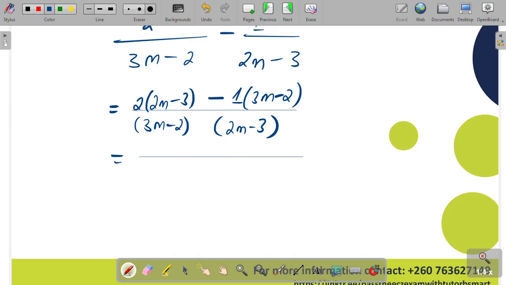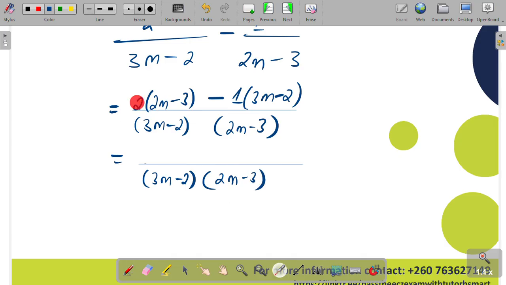Okay, so now let's expand. 2 by 2m, we have 4m. I beg your pardon, sorry about that. Let me erase here. So let's write first the common denominators. Minus 3.